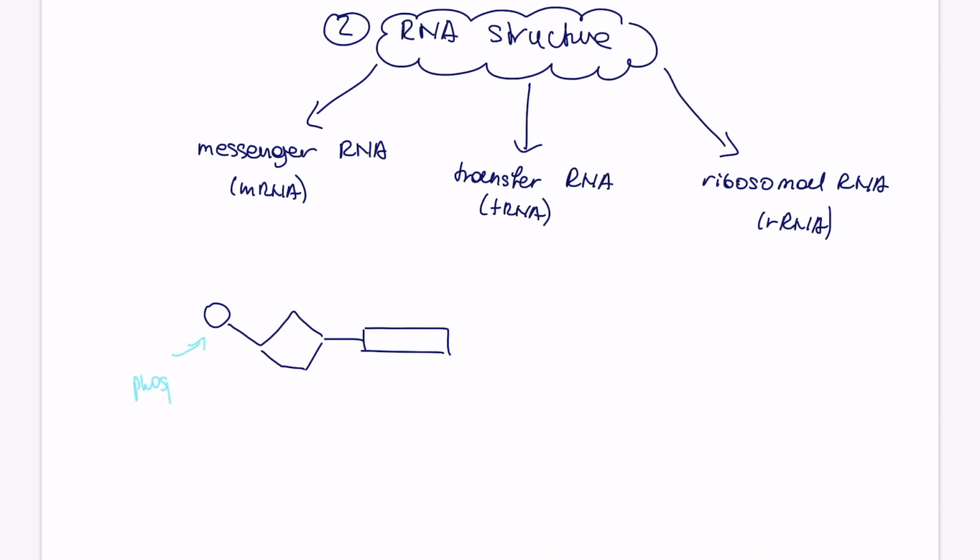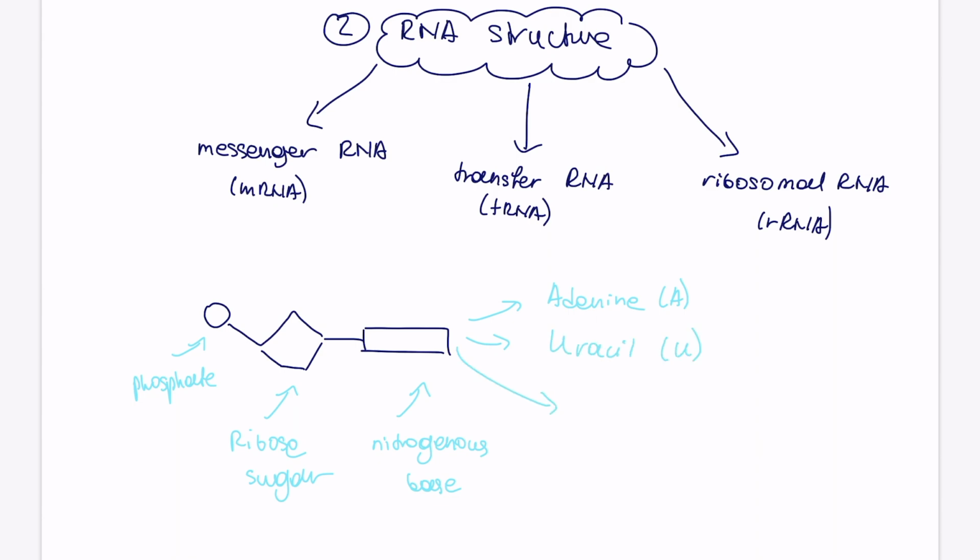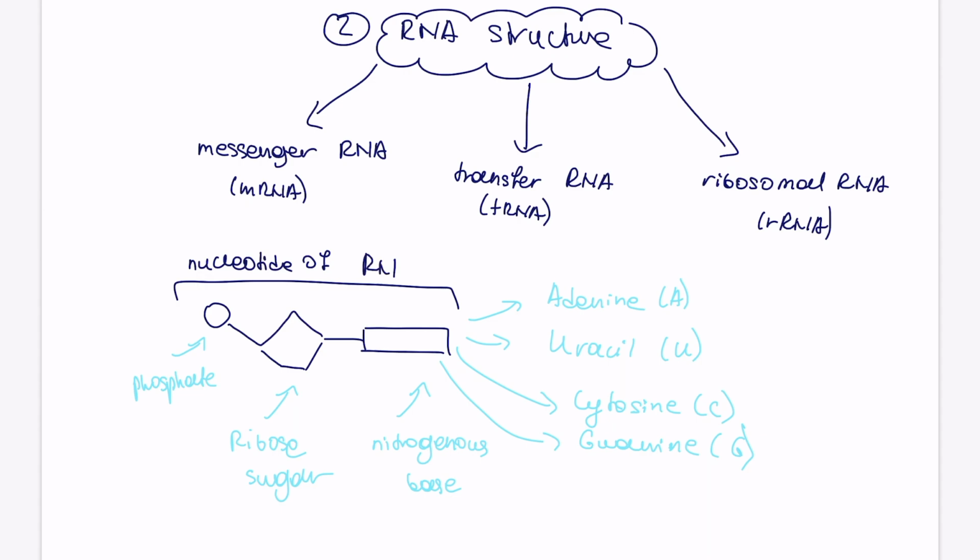Again, you need to know the nucleotide for RNA structure. It's exactly the same shape as DNA, but it has slight differences. We still have a phosphate group. The sugar is still a pentagon, a pentose sugar, but it's ribose sugar. The nitrogenous bases are slightly different. We have adenine, but instead of thymine, we have uracil. Cytosine and guanine are still there. This is the overall structure of the nucleotide, specifically for RNA.